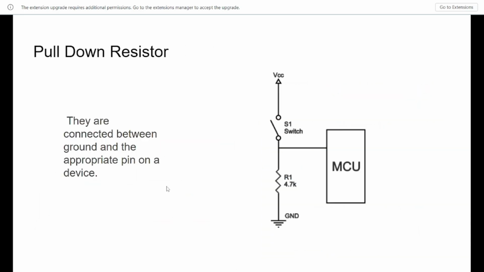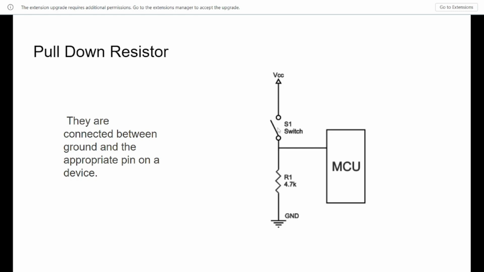So that we have the pull-down resistor. They are connected between ground and the appropriate pin on a device. Unlike the pull-up resistor, the pull-down resistor is connected this way. From the power source, it is connected to a switch. And then the switch is connected to a resistor, and the resistor is directly connected to the ground. So we have a pattern here. The pattern is power source, switch, resistor, ground.